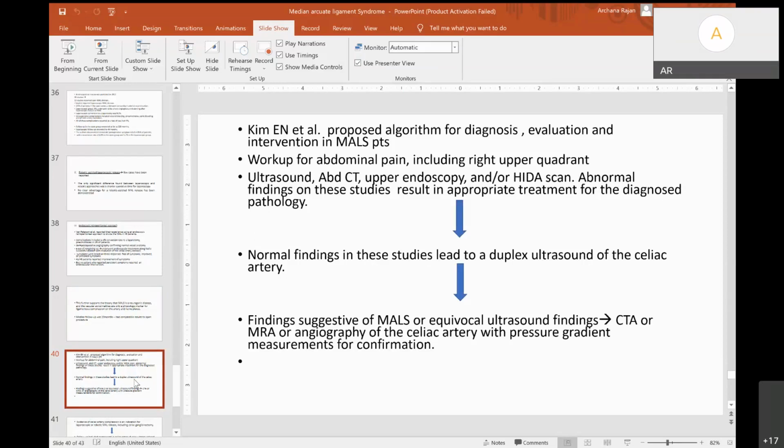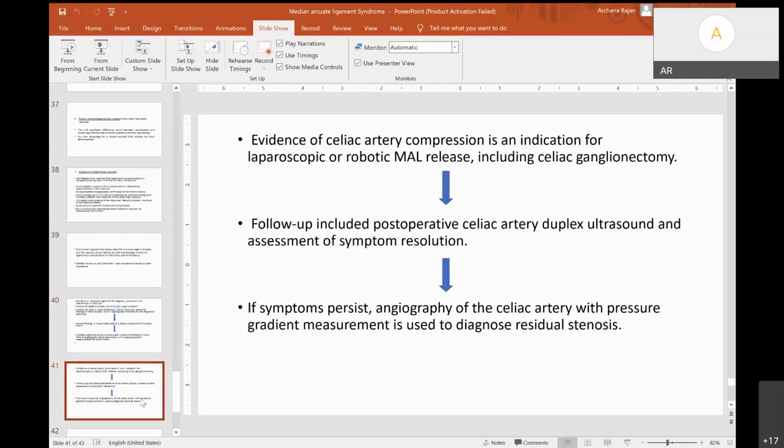If all these workups are normal, this leads to a duplex ultrasound of the celiac artery. Findings suggestive of MALS, or equivocal ultrasound findings, need a CT angiogram, MRA, or angiography of the celiac artery with pressure gradient measurements for confirmation of MALS. Evidence of celiac artery compression is an indication for laparoscopic or robotic MAL release with celiac ganglionectomy.